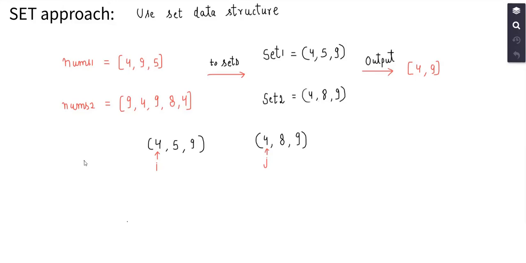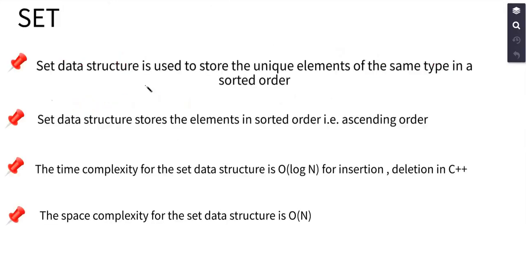So let's see how we can solve this problem. The most naive approach to solve this problem is just to use the set data structure. So what is a set data structure? A set data structure is basically used to store unique elements, and the elements must be of the same type, and they are stored in sorted order.